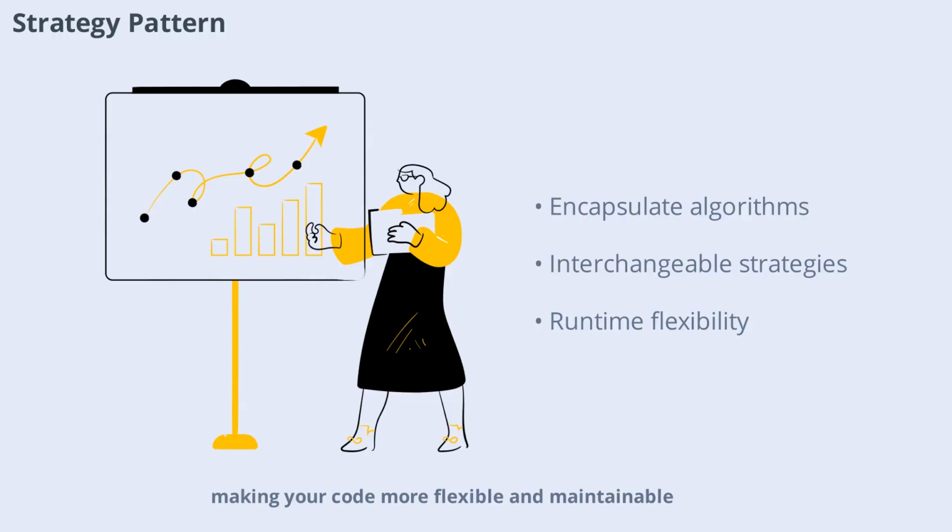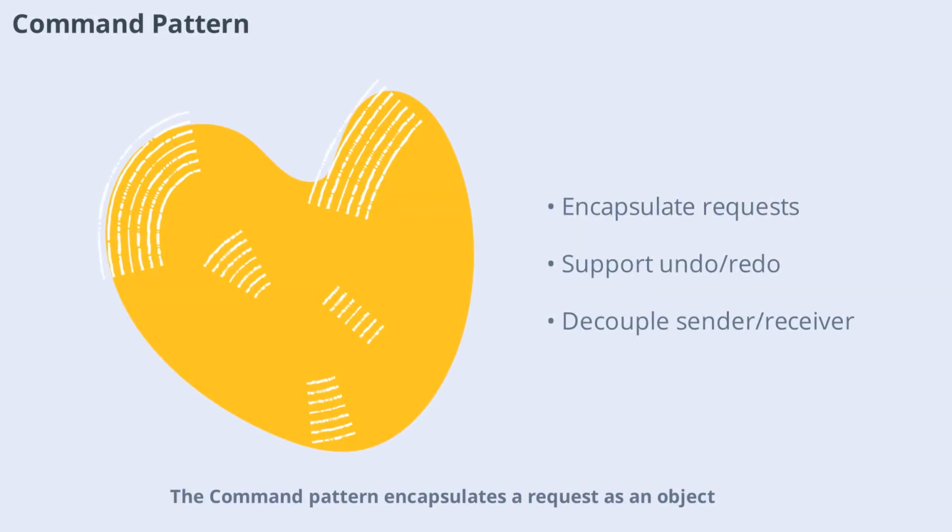and maintainable. The command pattern encapsulates a request as an object, allowing you to parameterize clients with different requests, queue or log requests, and support undoable operations. In Java, this pattern is often used in GUI toolkits and task scheduling systems. It helps decouple the sender and receiver of a request, making your code more modular.